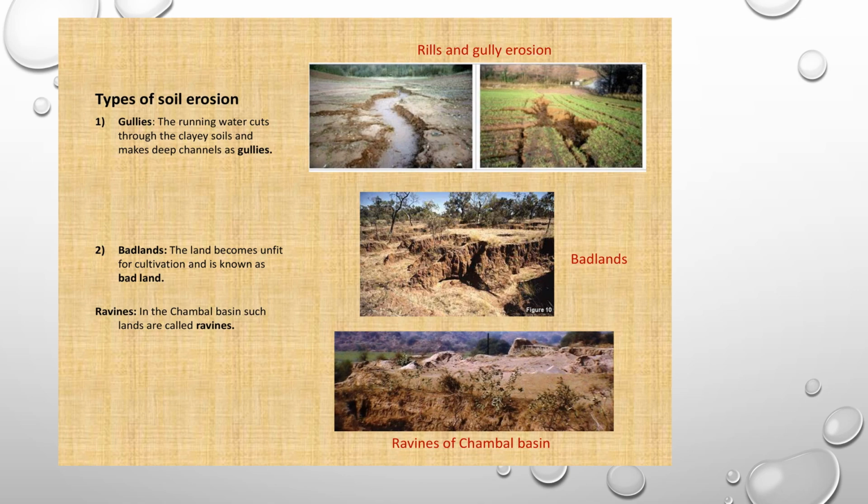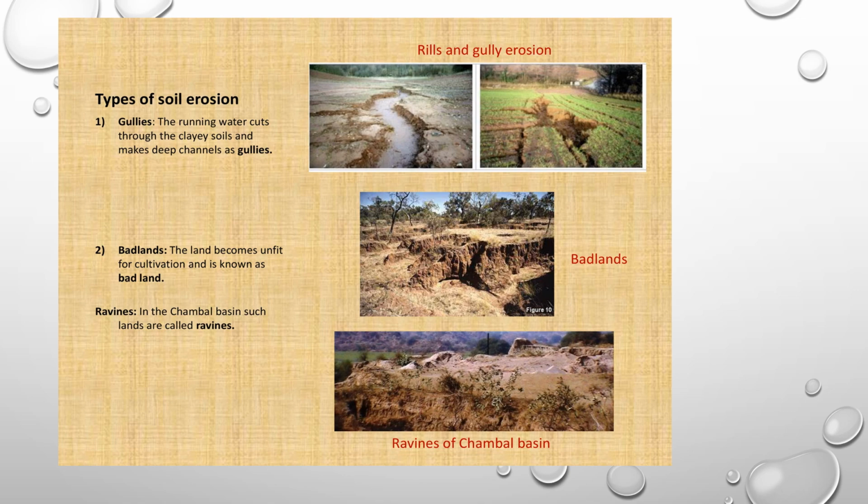In the first diagram, the clayey soil is cut and the water flows through the middle, right? The second one is badlands, it is broken up all over. The land becomes unfit for cultivation and is known as badland. I hope you understand. Then ravines: in the Chambal basin, such lands are called ravines. These are not found much in Tamil Nadu.